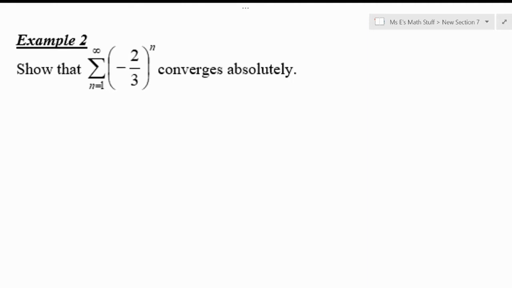All right, my friends, let's see how it went here. So basically what we're going to do is look at the sum itself, make sure that it converges. If it doesn't, then we're not going to be able to say it converges absolutely, no, will we? Anyway, so first let's point out the sum as n goes from 1 to infinity of negative 2/3 to the n. Like, what do we know about this?